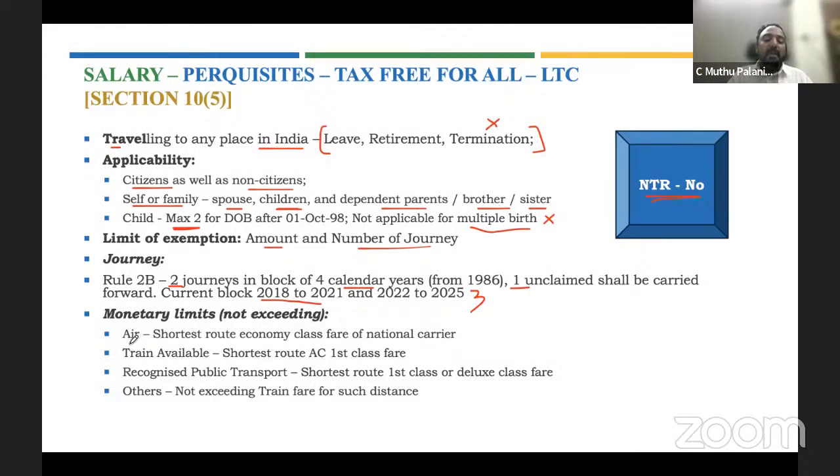What about the monetary limit? Basically, in short, you have to take the airfare of the shortest route. Train shortest route, first class AC fare. Or if there is no train available, for any other public transport, shortest route, first class ticket cost. If none of this is available, air is not available, train is not available, road is not available, then any other mode which is equivalent to the train fare for such distance. So if I'm traveling 450 kilometers, I take an equivalent route, I compare what the railway fare is and I take that. So that is the monetary limit. Please understand this is also not available in the new tax regime, which means it's entirely taxable.